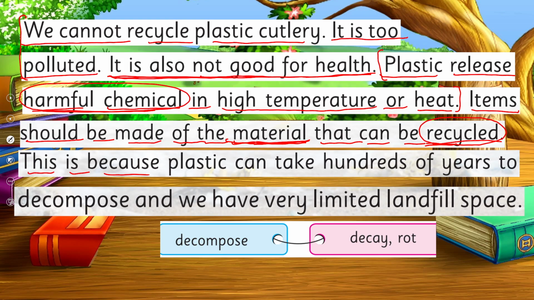This is because plastic can take hundreds of years to decompose. So when we use a plastic bag, it will not decompose. As I told you, it will take hundreds of years. It means for a long time it will remain in our environment and keep polluting it.